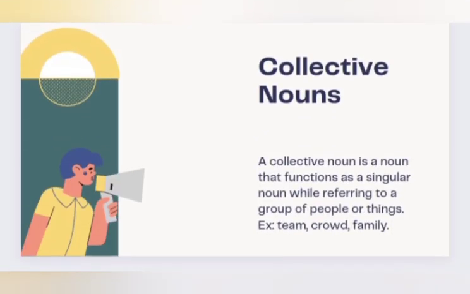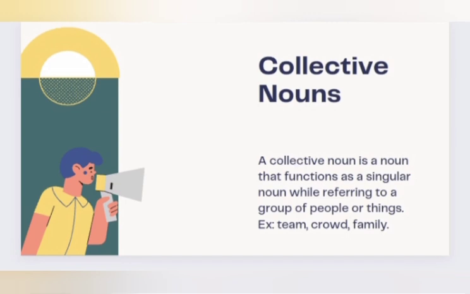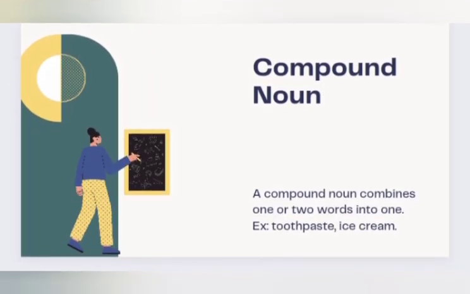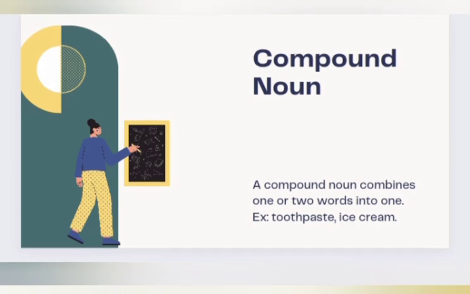Collective nouns. A collective noun is a noun that functions as a singular noun while referring to a group of people or things. For example, team, crowd, family. Compound nouns. A compound noun combines one or two words into one. For example, toothpaste, ice cream.